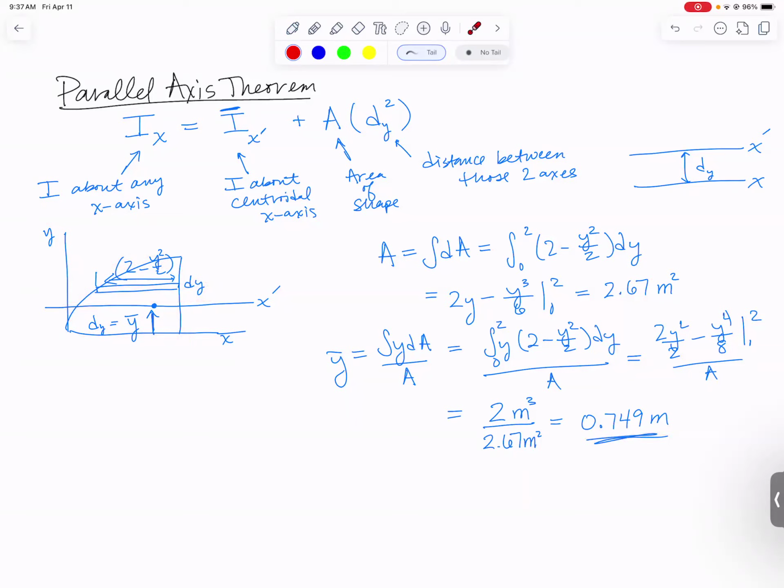And then we already had the moment of inertia about the x-axis. We solved that before. We had Ix is 2.13 meters to the 4th. So I think we have everything now. We have Ix, that's 2.13. We have area, that's 2.67. We have the distance in the y direction, that's y bar, 0.749. Let's plug everything in and see if we can solve. So parallel axis theorem says moment of inertia about any old x-axis is equal to the centroidal moment of inertia plus the area times dy squared, which in this case is y bar squared.